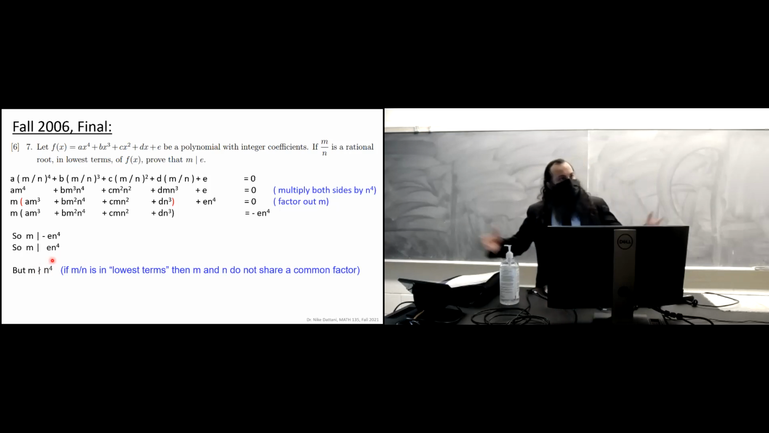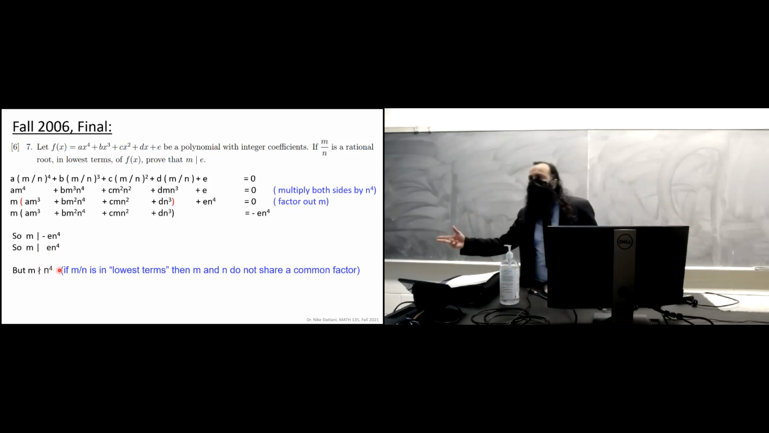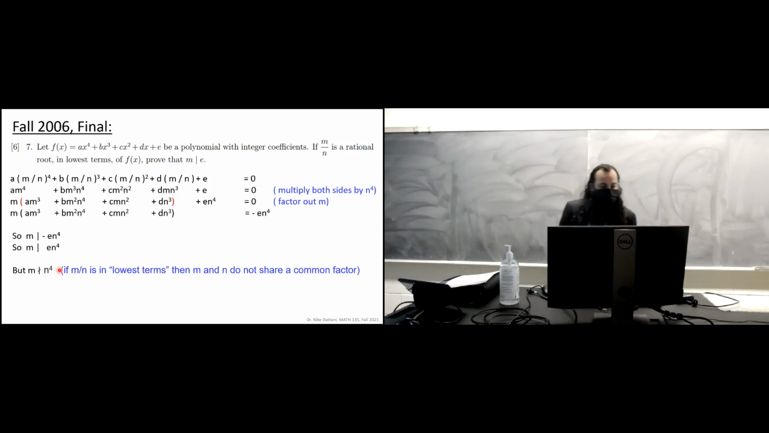Not necessarily. Based on what? Why are you saying m divides en to the 4, m does not divide n to the 4? What are you using? DIC, transitivity? Why do we know that m divides e if m divides en to the 4 and m does not divide n to the 4? Transitivity. I guess it's like the converse of transitivity.